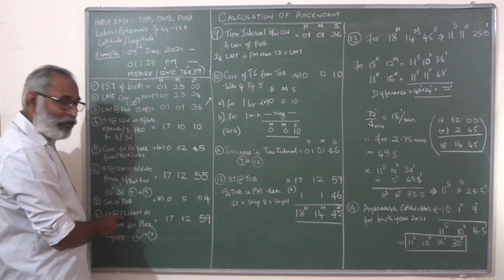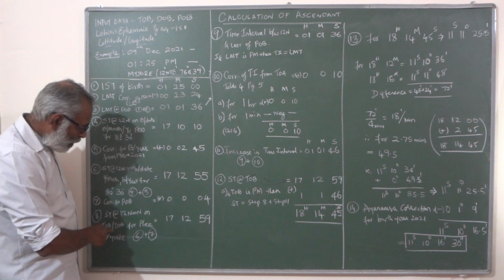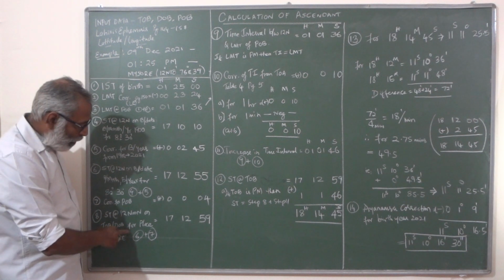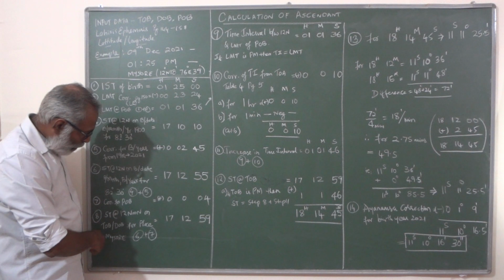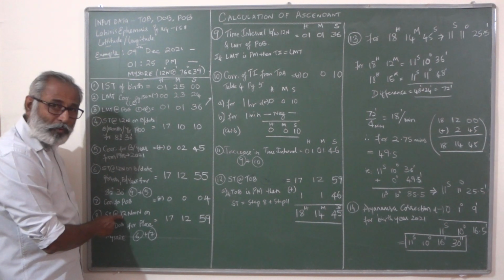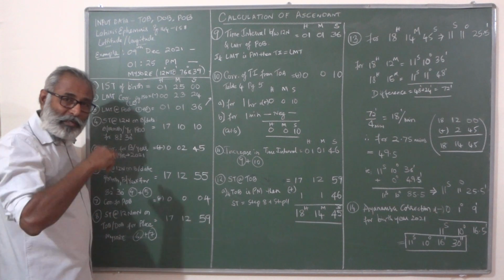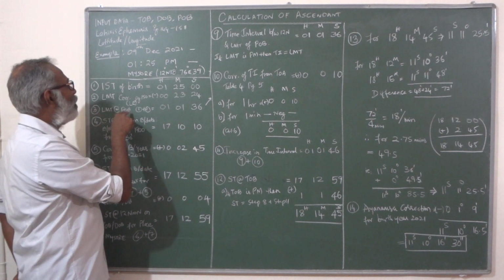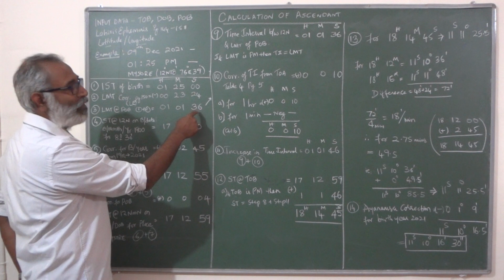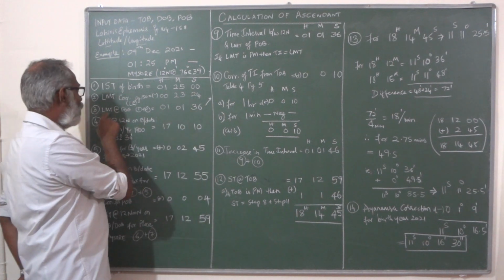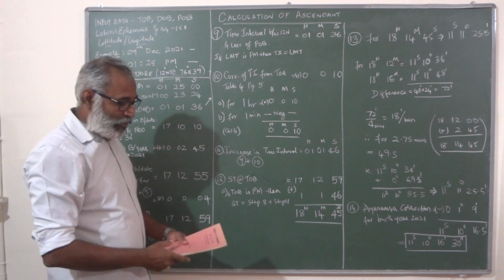But we are still at 12 noon. We are on that date, we are on that place, but the time of birth is now 12 noon as per the sidereal time. Now 12 noon has to be corrected to the local mean time, which is 1:36 as per the local mean time. So let us do that. We will do the correction now.